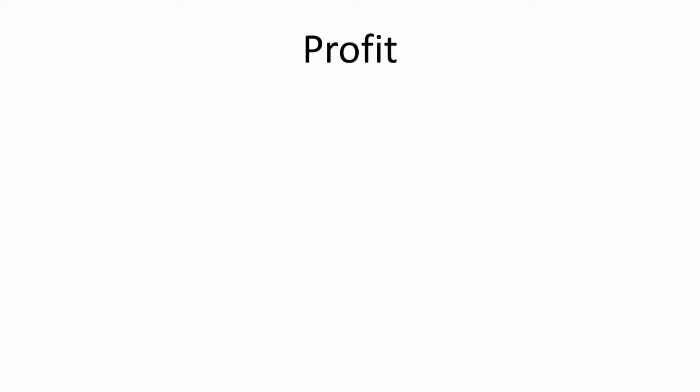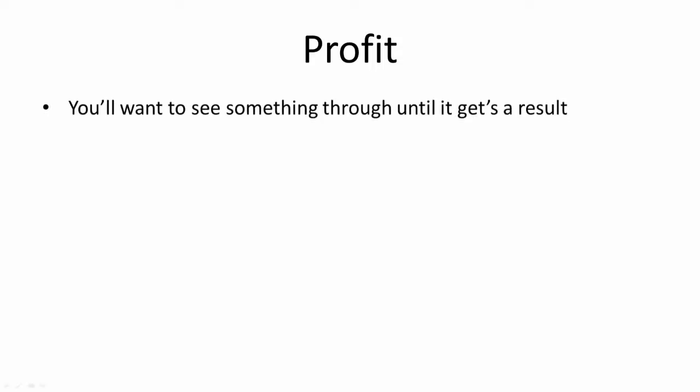Welcome back. Now in this video we're going to start with the second part of the 7 P's, and we're starting with the avenue of profit. Basically, the first part of the profit section is that we want to see something through until it gets a result, and we've talked about that in a previous video. So we want to start with that as the premise of creating our product, the result.